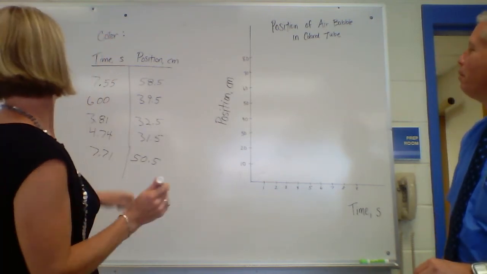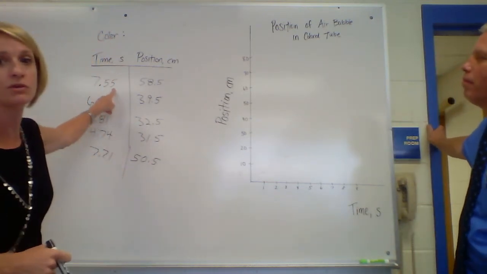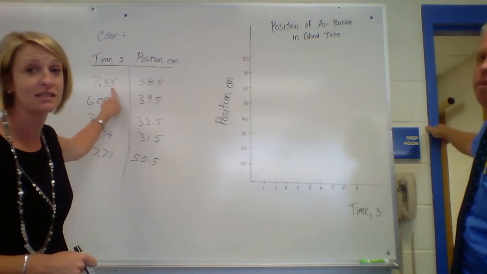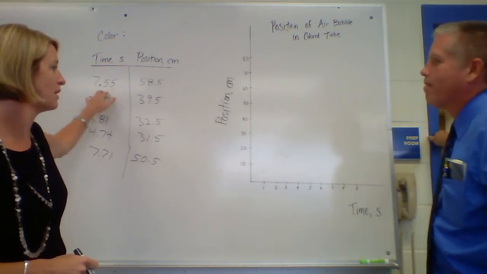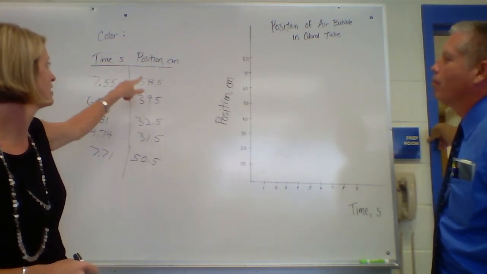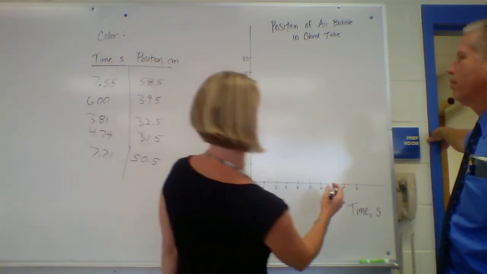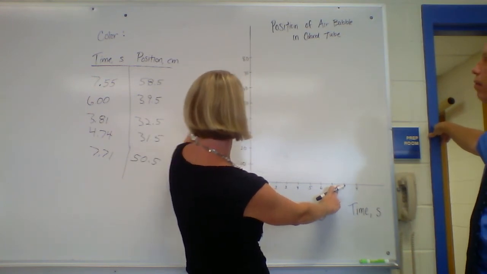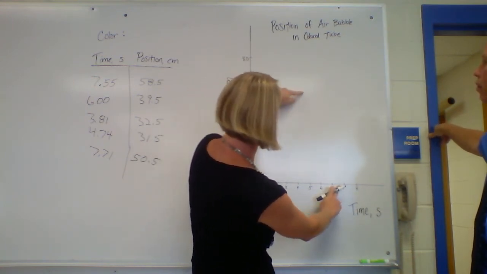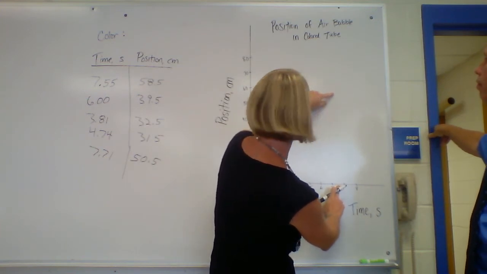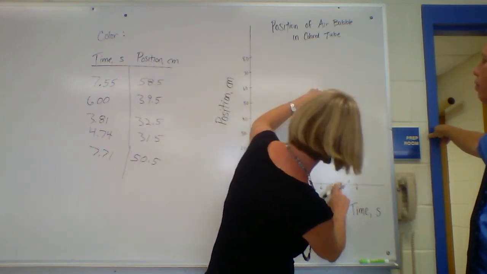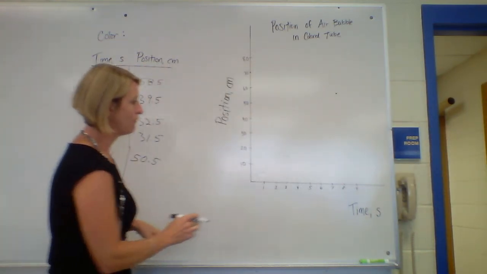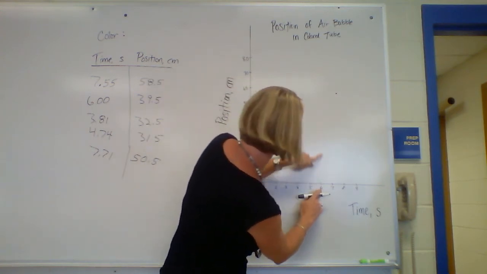So, obviously I'm not going to be able to show this exactly at 7.55 seconds. So I'm just going to have to approximate where exactly these numbers would be. But 7.55 seconds and 58.5 centimeters. I'm going to go close to halfway between 7 and 8. And then the position is 58.5 centimeters, going to be close to 59, close to 60 for that matter. I think we're about there. And then at 6 seconds, we were at 39.5. 6, just about 40.